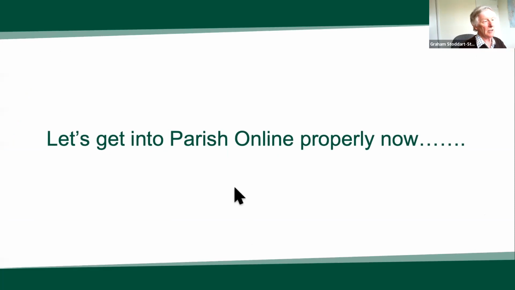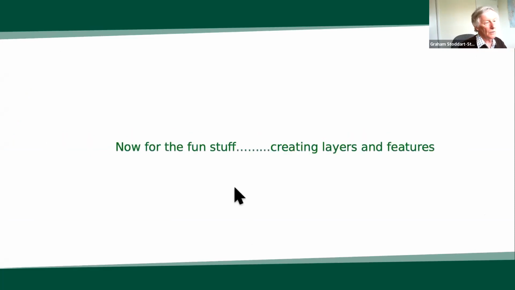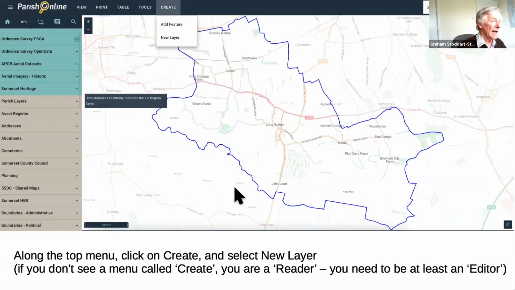You go into Parish Online, and we're now going to start using your create menu, which is the one that we jumped over during the presentation earlier. If you click on your create menu in your Parish Online screen now, you'll see you've got 2 choices, and you want to click on new layer. If it doesn't show up there, then you're in trouble. But I think both of you have got admin rights, so you're going to be okay.